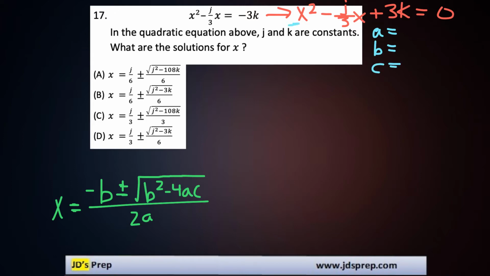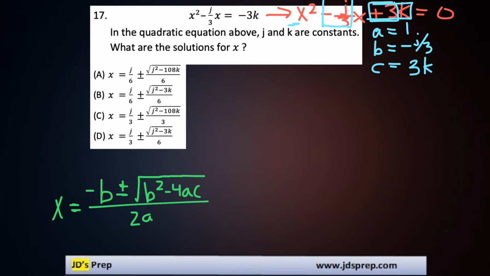So our a value is the coefficient in front of x squared. In this case, that's just 1. Our b is the coefficient in front of the x term, which is negative j over 3. And then our c value is positive 3. Oh, sorry, it's actually positive 3k. That's the constant. So I guess it's that whole thing there.